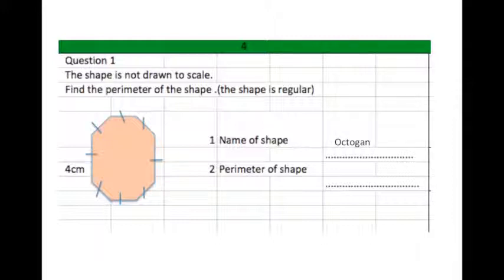Now we come to the perimeter of the shape. Each side is going to be 4 centimetres. So we have 4, add 4, add 4, add 4, add 4, add 4, add 4, add 4. Or, put more simply, 8 lots of 4 centimetres, which we can write as 8 times 4. And 8 times 4 is 32. And we mustn't forget that it's 32 centimetres.